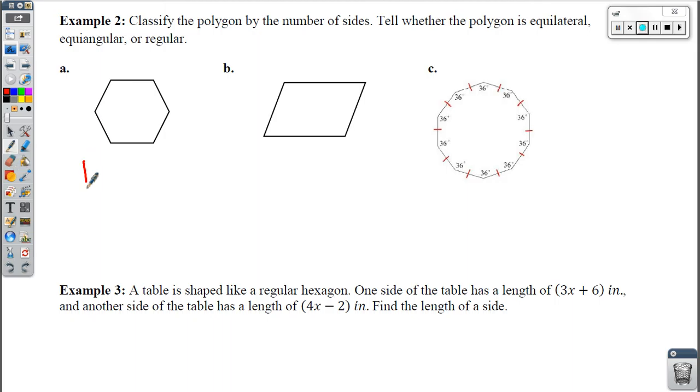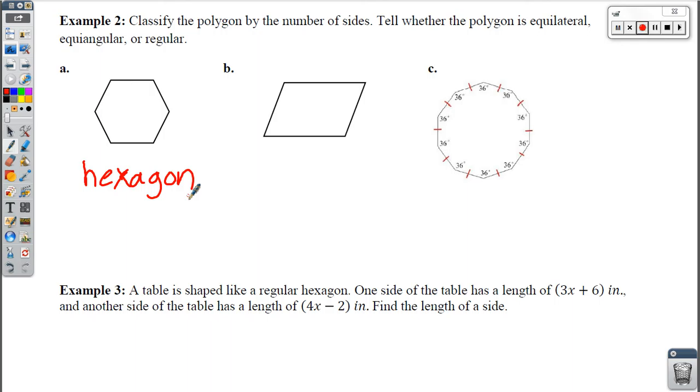So this first one has 6 sides, which means it's a hexagon. Now this really looks like it has all equal sides, and it really looks like it has all equal angles, so it's going to be very tempting to say that this is a regular hexagon. A regular hexagon, again, would have all sides the same and all angles the same. But in geometry, when we're looking at pictures, you never make an assumption based on the picture.